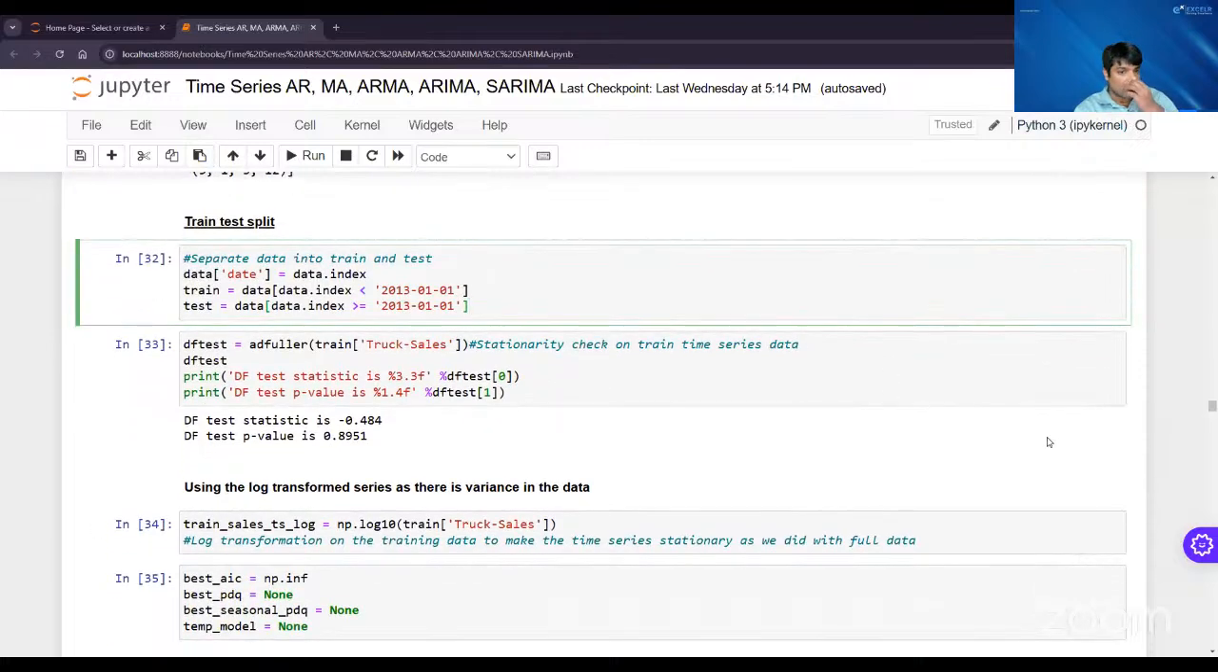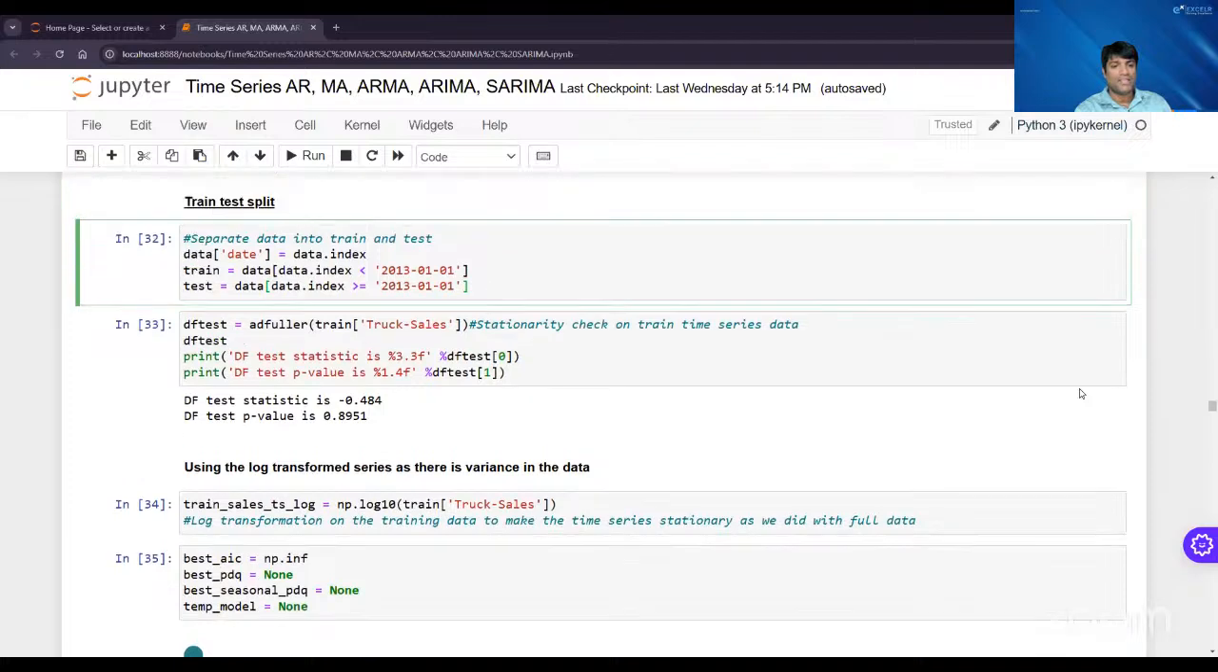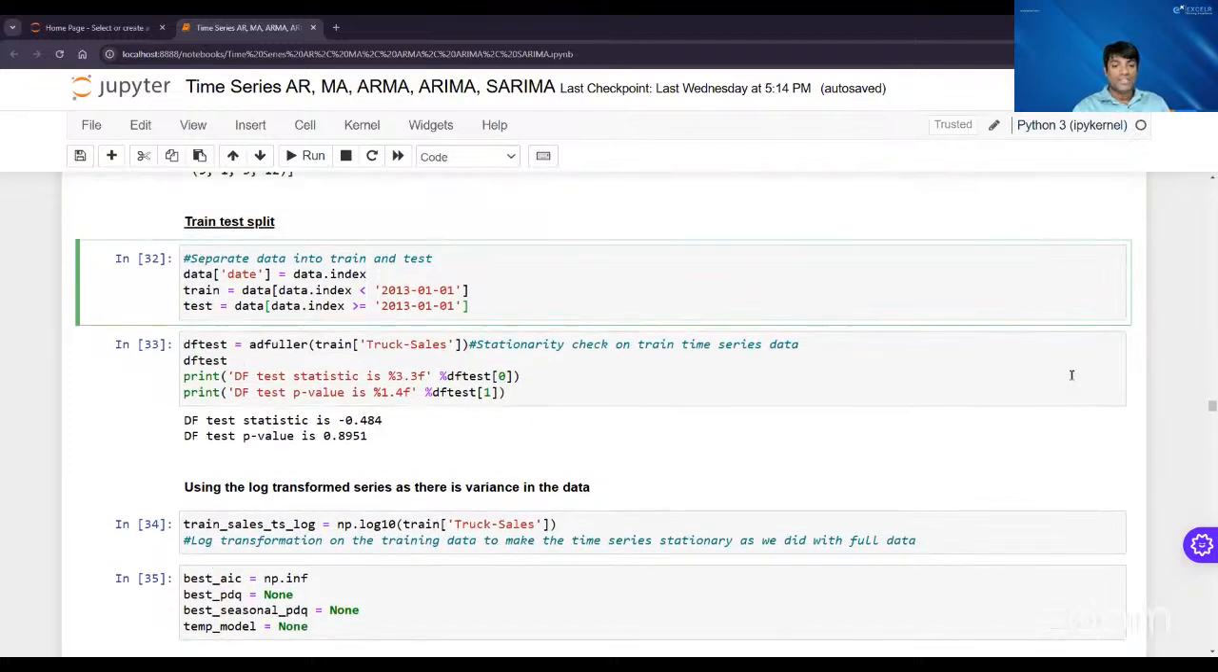Now, the next thing we are doing is applying the separation of data, right? Here we are dividing the data into two parts. The data which is before 1st January 2013 is the training data, and for the testing data we are putting the data which is greater than or equal to 1st January 2013. So basically, based on dates, we are dividing the data into two parts. Okay, and then we are applying the Dickey-Fuller test.